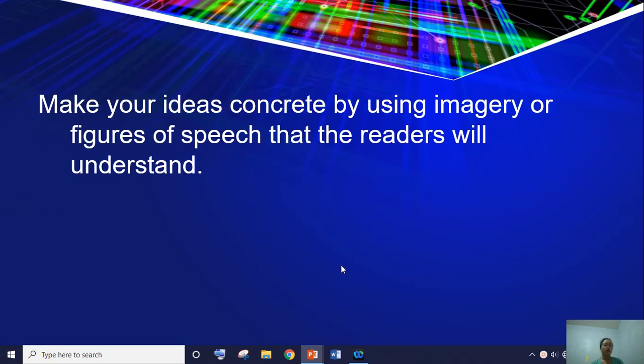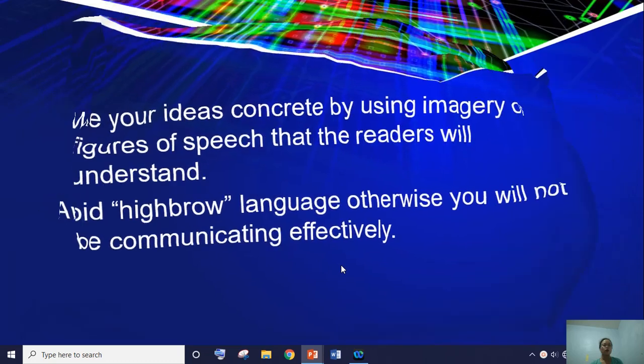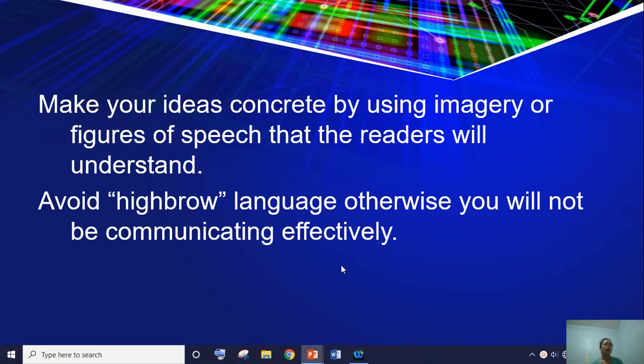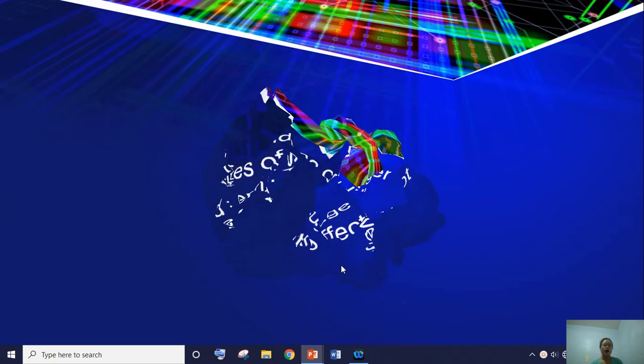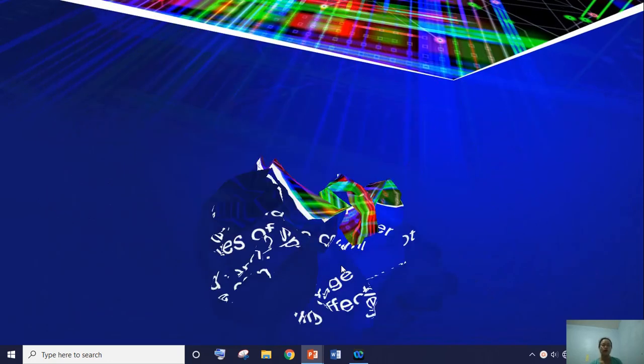Make your ideas concrete by using imagery or figures of speech that the readers will understand. Avoid highbrow language, otherwise you will not be communicating effectively. So when we say highbrow, these are the words that are hard to get the meaning. So, very highfalutin words that the reader can't understand what you are trying to say.